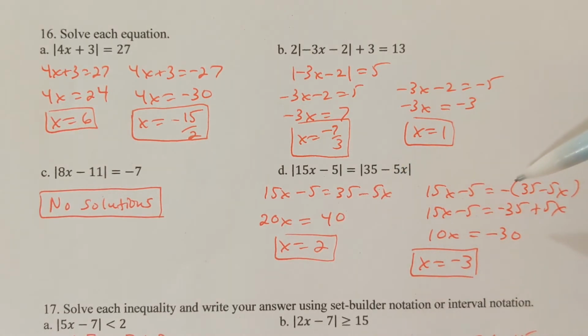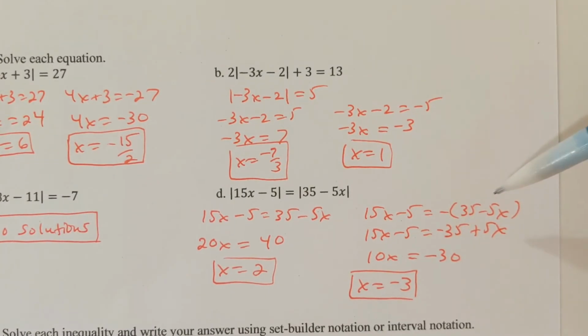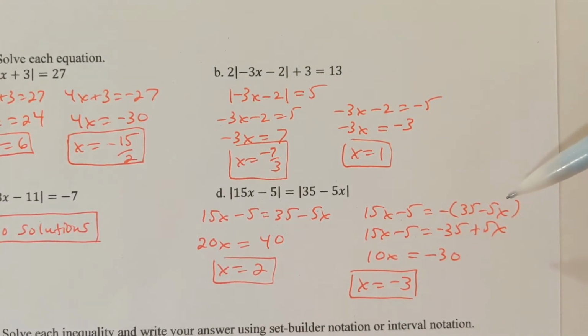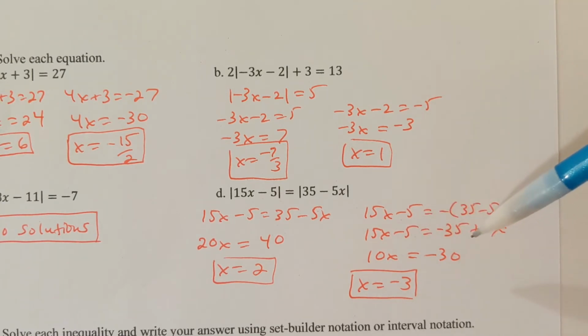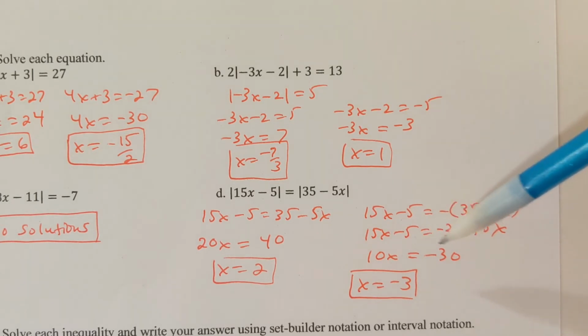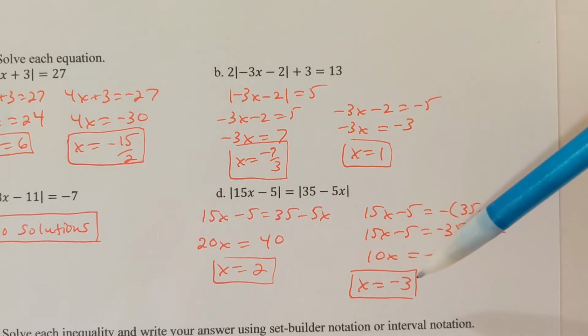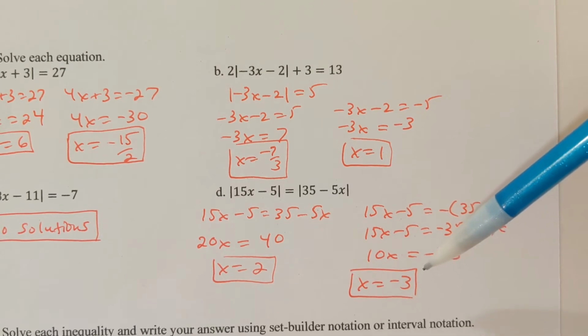15x minus 5 equals negative the quantity 35 minus 5x. Negative the quantity 35 minus 5x means I have negative 35 plus 5x. Add 5x, or subtract 5x, add 5 to both sides. And I get 10x equals negative 30. X equals negative 3 is the solution.